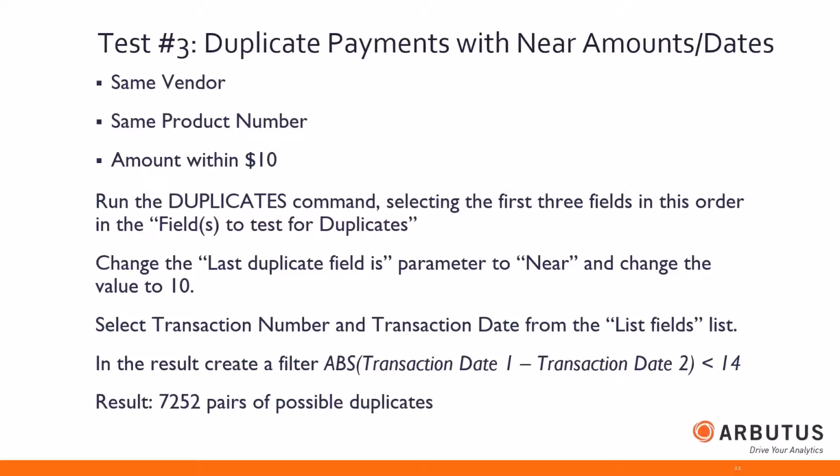We'll also select the transaction number and transaction date from the list fields list. So for every matched pair, we'll also see the transaction number and the transaction date. In the result, we'll create a filter that looks for the gap between the dates being less than 14 days.